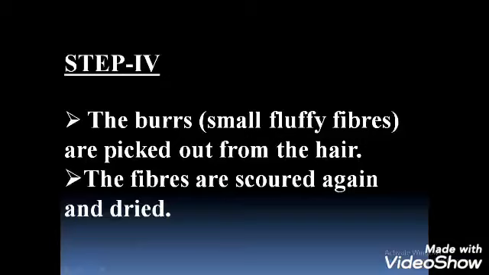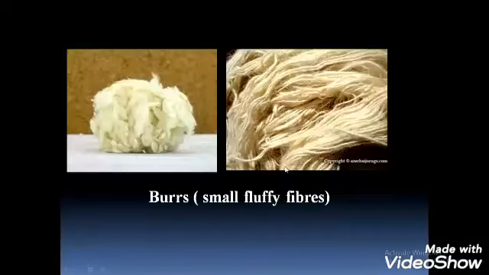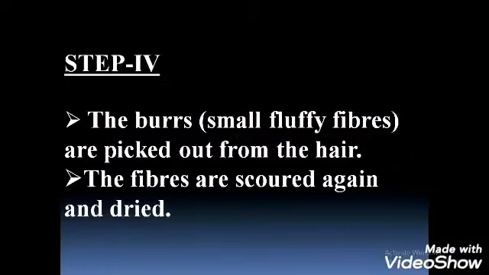What do you mean by these small fluffy fibers? Do you see this? This is the picture of burrs. These small fluffy fibers are separated, picked out from the hair. And the fibers are scoured again and dried. This is the fourth step.